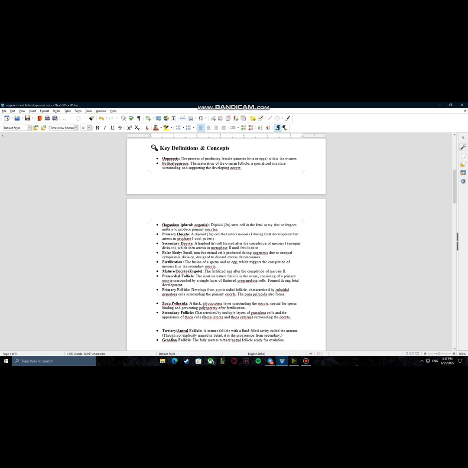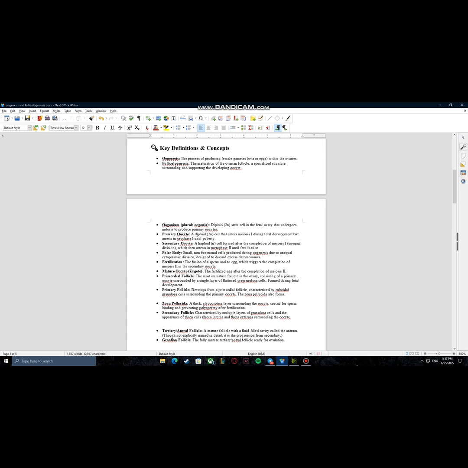Oogonium, which is basically a germ cell, is a diploid 2N, which means it has 46 chromosomes, stem cells in the fetal ovary that undergo mitosis to produce primary oocytes. It's important to remember that before meiosis, there must be mitosis, which leads to production of the primary oocyte.